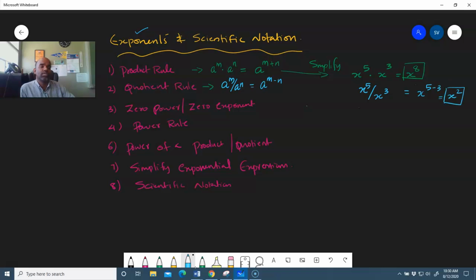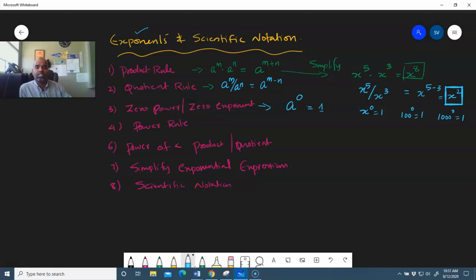This is the answer. And what does zero power or zero exponent mean? Any number to the power 0. If the exponent or the degree is 0 or the power is 0, its value will be 1. For example, x to the power 0, answer 1. 100 to the power 0, answer 1. 1000 to the power 0, answer 1. So if the power is 0, the answer will be 1. Whatever the base is, it is actually not affecting the final answer.